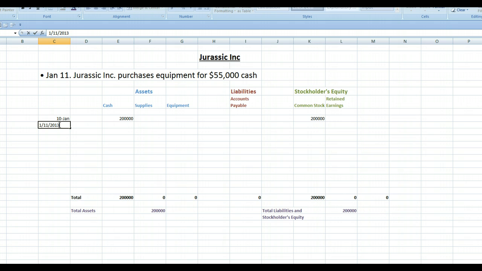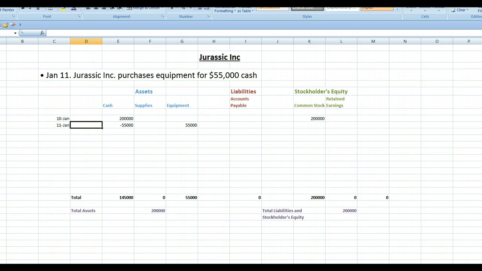So we got new equipment, so our equipment increased by $55,000. And I'm going to put that as a positive number because our equipment increased by $55,000. That is the receiving. What did we give? We paid cash. Equal and opposite reaction, right? We have to have $55,000 cash that we lost. So that would be shown as a negative number. So we would show negative $55,000 here.